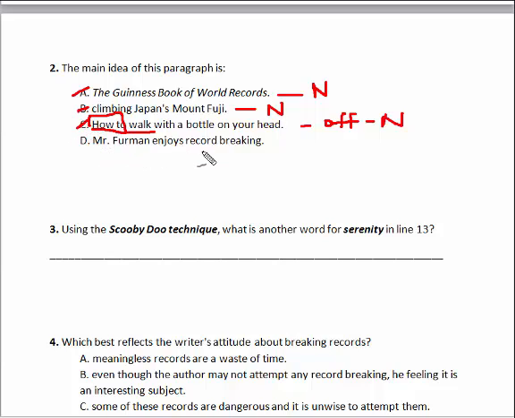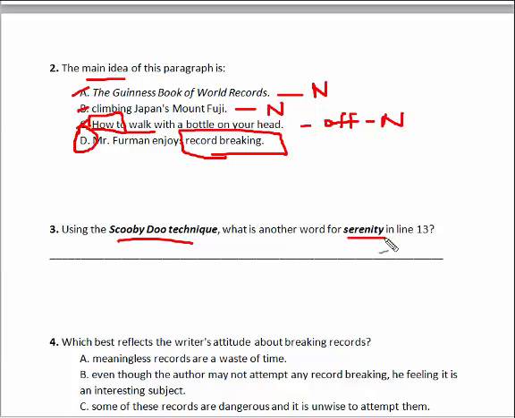D says Mr. Furman enjoys breaking records. That is basically a restatement of our topic sentence, and D is going to be the correct answer for it. Main idea questions usually are going to be restatements of your topic sentence. Problem 2 is D.